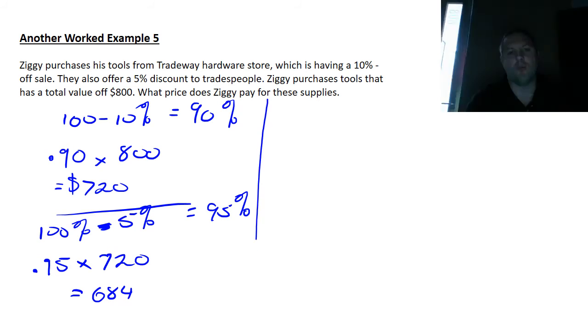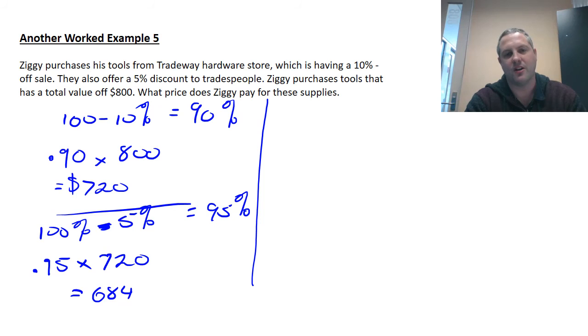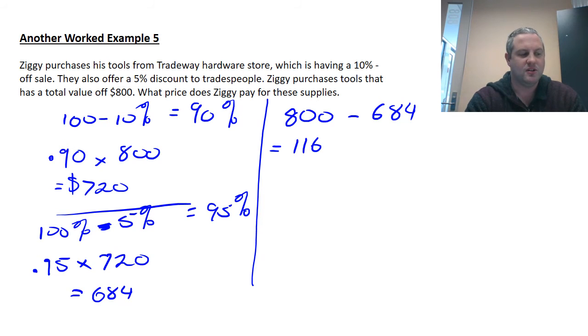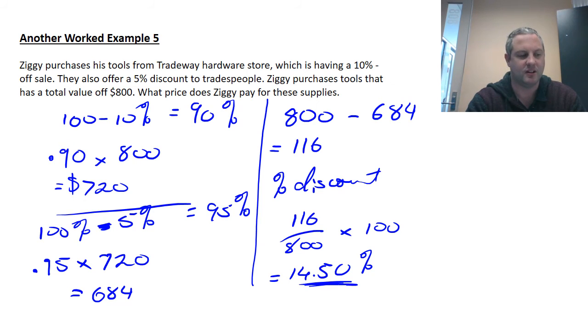We're now going to work out what percentage Ziggy actually got off. We have our original price of $800 and the paid price of $684. That makes a difference of $116 that we've saved. To get the percentage discount, we take the price that we've saved over the original price and times it by 100 to get our percentage. That equals 14.5%. That means we've had a savings of 14.5% in the end.